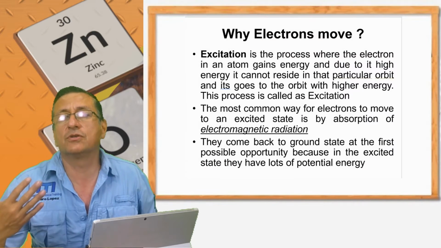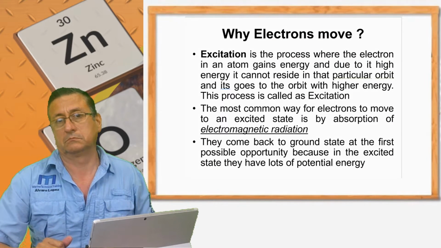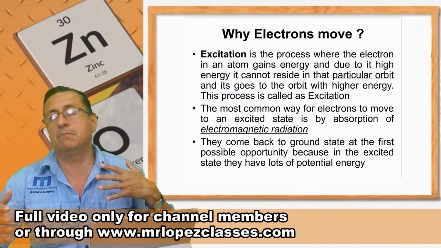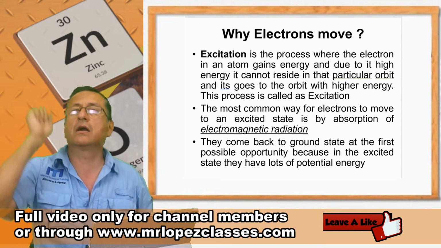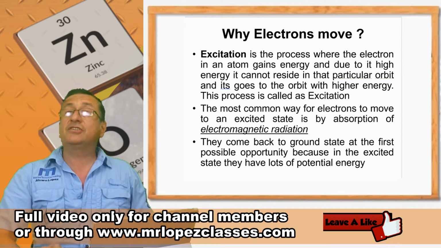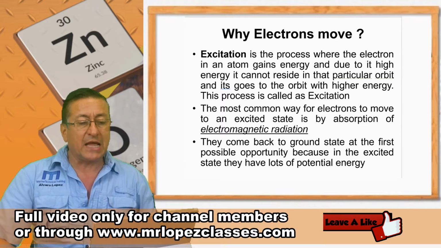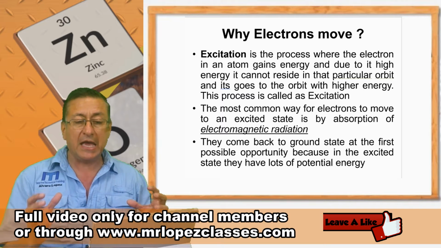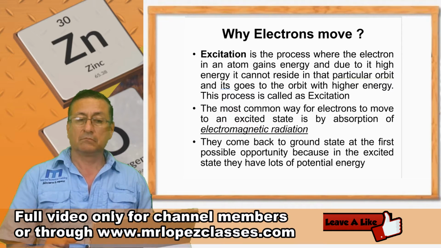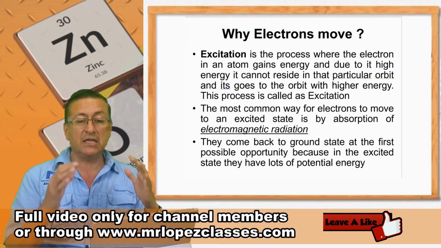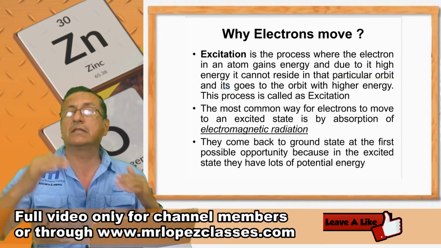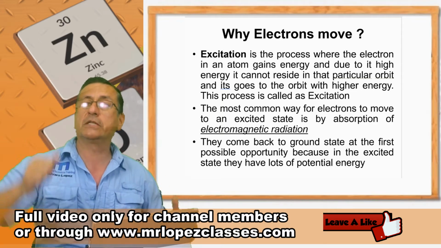Why do the electrons move in between metals in the conductors? Why are the electrons moving? Excitation is the process where the electron in an atom gains energy, and because of the high energy, it cannot reside in a particular orbit and tries to jump into other orbits.